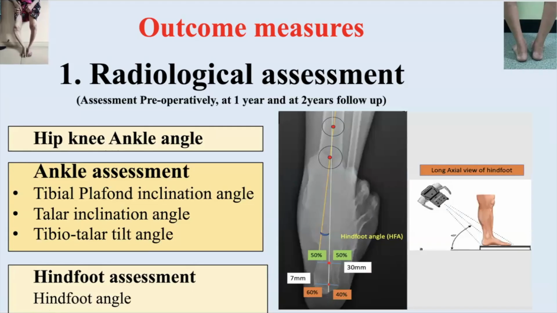And the third one we assessed is the hindfoot alignment. This is very important. For that, we took a special X-ray, a long axial view of the hindfoot. In this, the anatomical shaft axis of the tibia has been marked, and the second line passes through the axis of the calcaneum with two reference points with reference to the end of the calcaneum. One is 7 mm from the end of the calcaneum, and the other is 3 centimeters from the end of the calcaneum, which passes through the axis of the calcaneum and forms the angle, that is the hindfoot angle. This is very important.